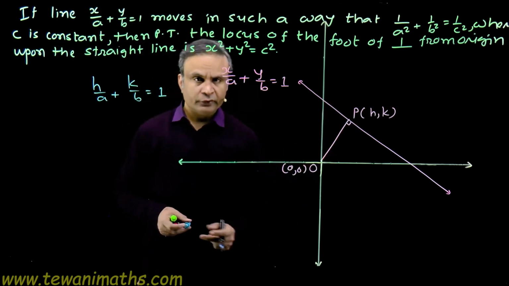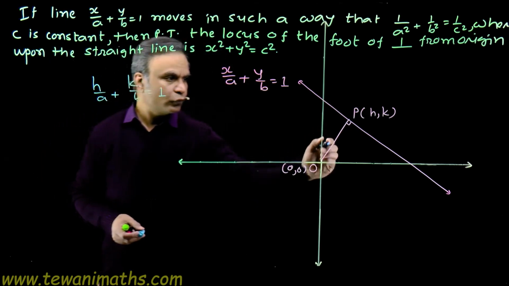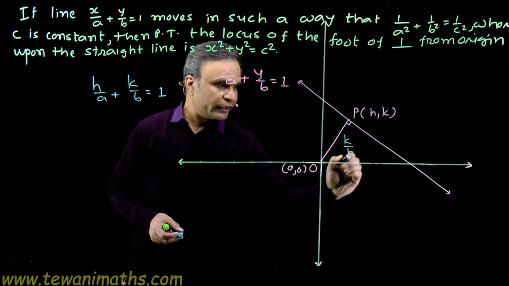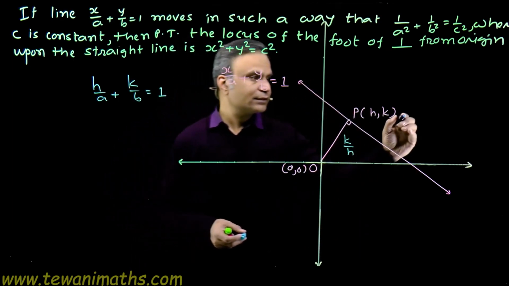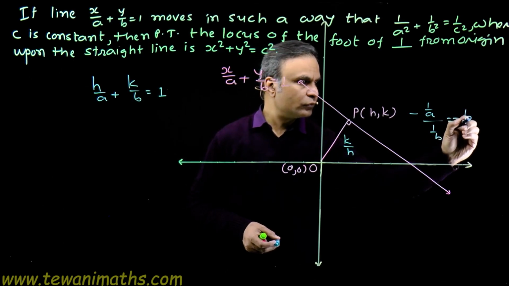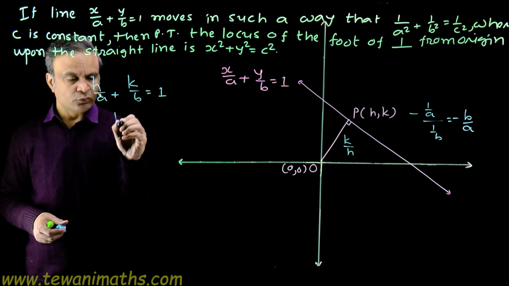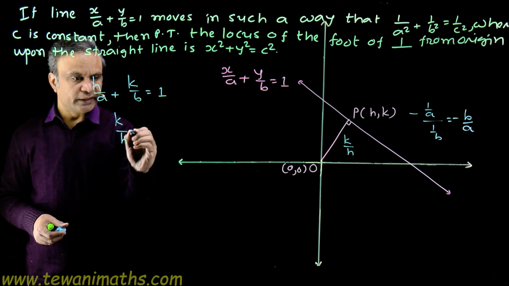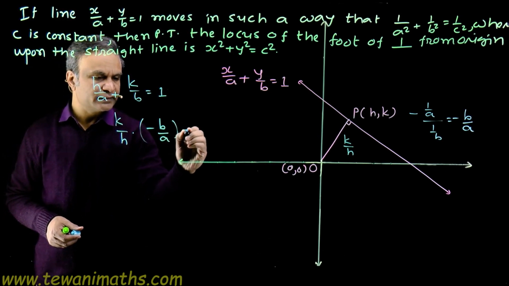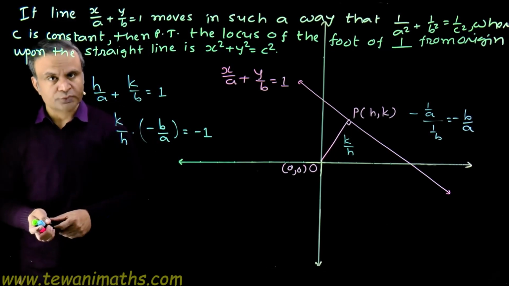Now these two lines are perpendicular, then product of their slopes will be -1. Now what is slope of OP? इस लाइन का स्लोप क्या होगा? Slope is k upon h, and slope of the straight line is -1 upon a over 1 upon b. Okay, this is equal to minus b upon a. Okay, so we have one more relation in h and k, that k upon h multiply by minus b over a, this is equal to -1. When two lines are perpendicular, product of their slopes is -1.